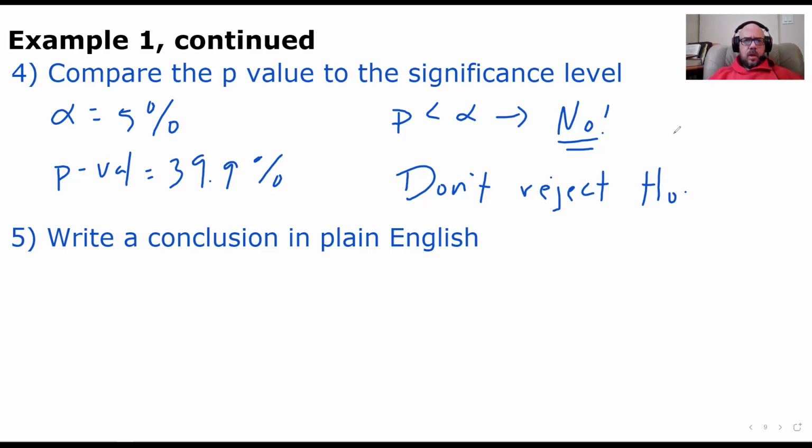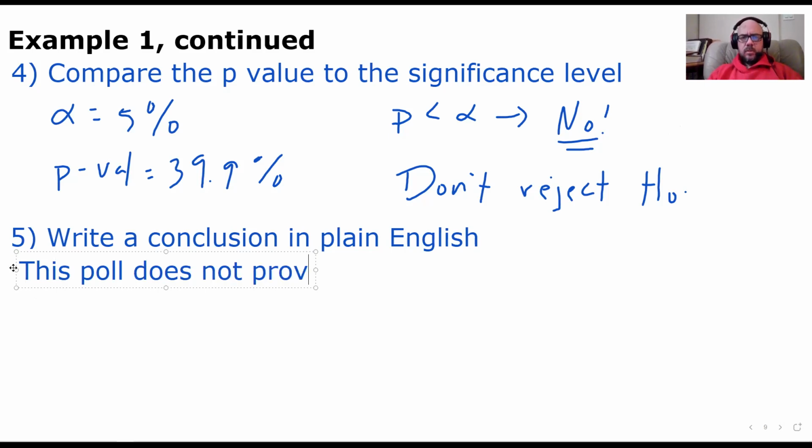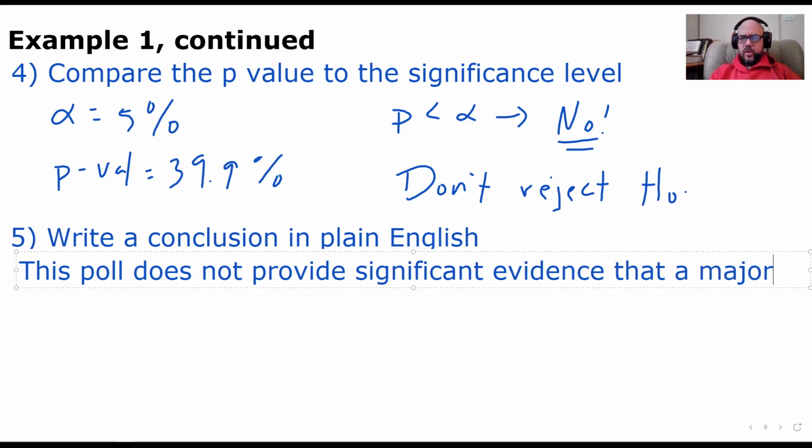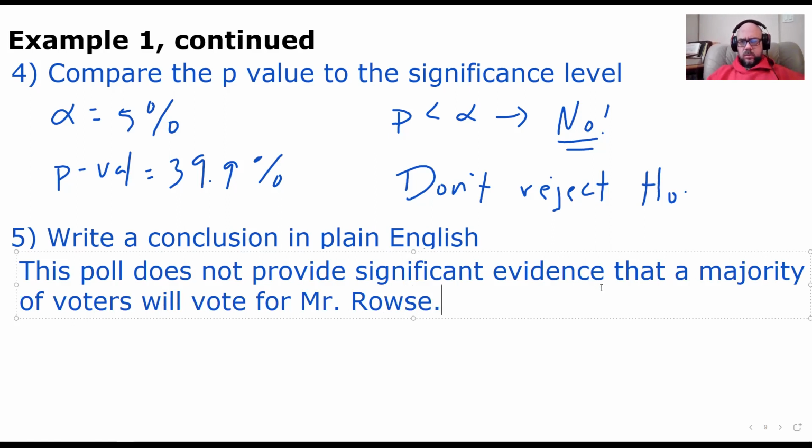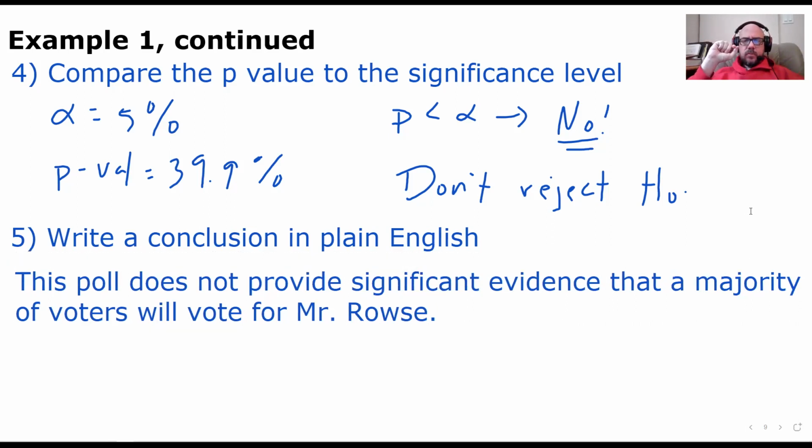Right, so I'm going to type this. All right, so our conclusion is that this poll does not provide significant evidence that a majority of voters will vote for Mr. Rouse. Right, that is what our conclusion is. Anybody can understand that, right? Anybody reading this can understand what that means.